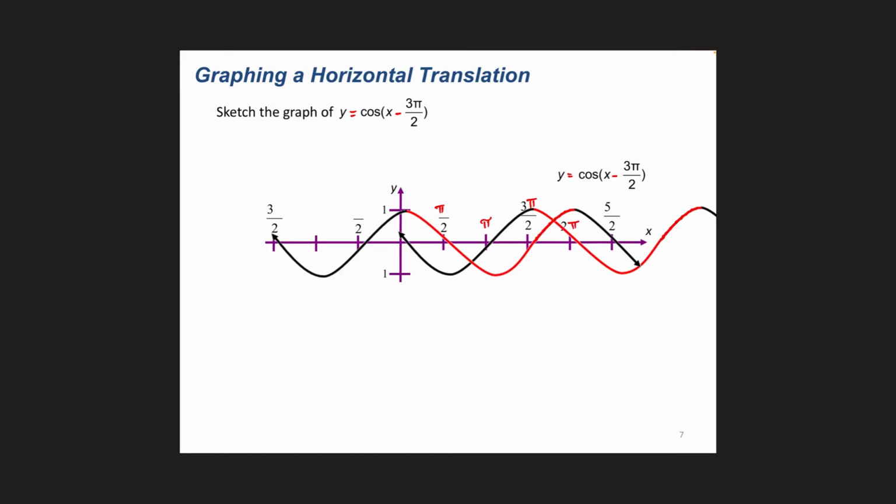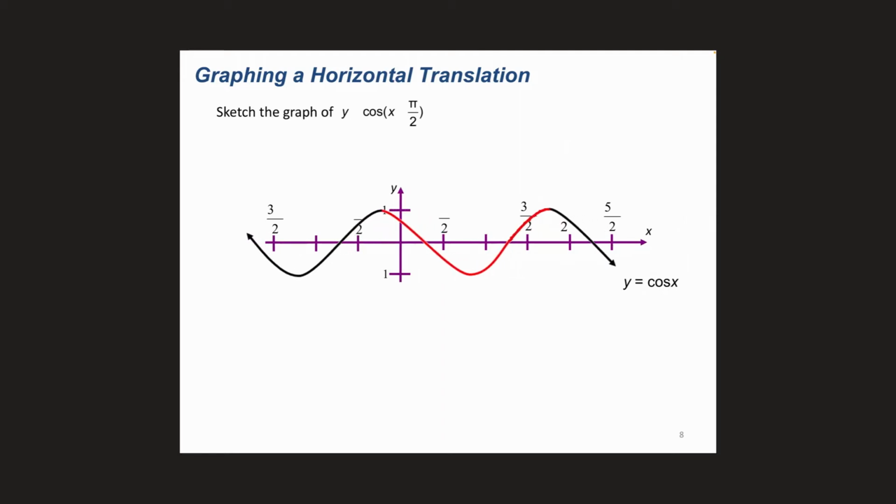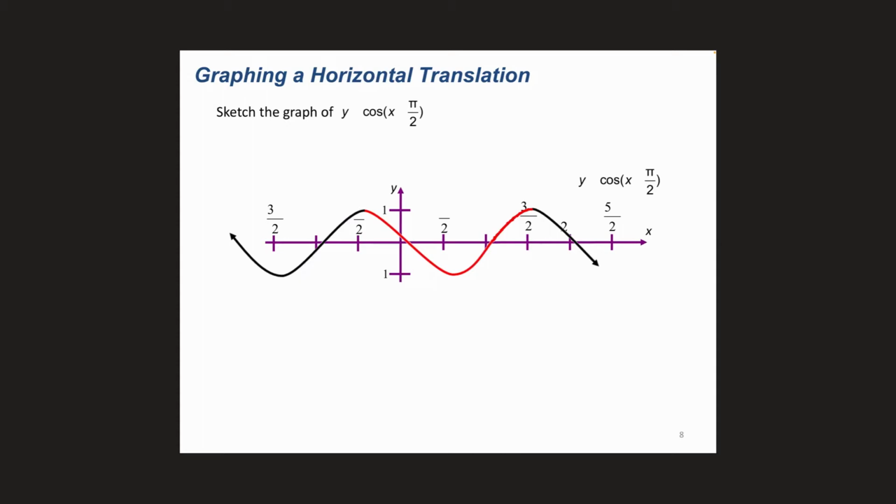So you notice that for y equals cosine, parentheses, x minus 3 pi over 2, there was a shift to the right of 3 pi over 2. This next one, there is a shift to the left. So this is y equals cosine of x plus pi over 2, because this will be negative pi over 2.